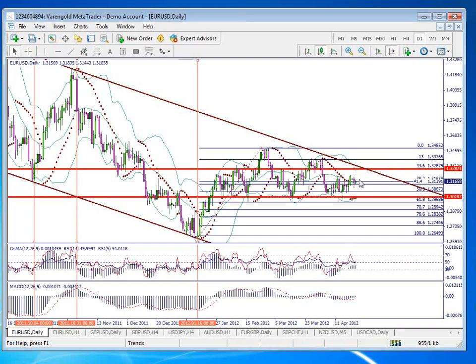The pair now is swinging around area 3841 and probably will swing in that channel with smaller and smaller swings until it makes one decision to break the support or the resistance area. We can anticipate we can have probably 45, 46 days for these swings. It will be a very long period.